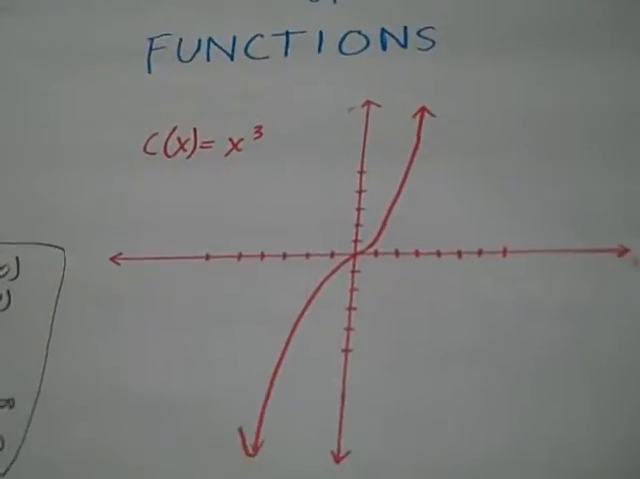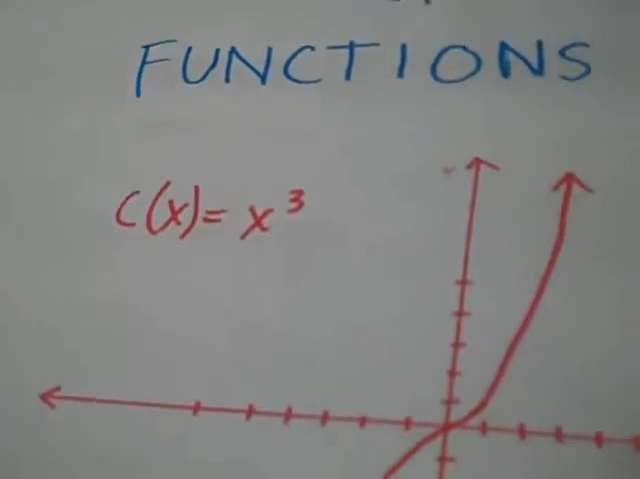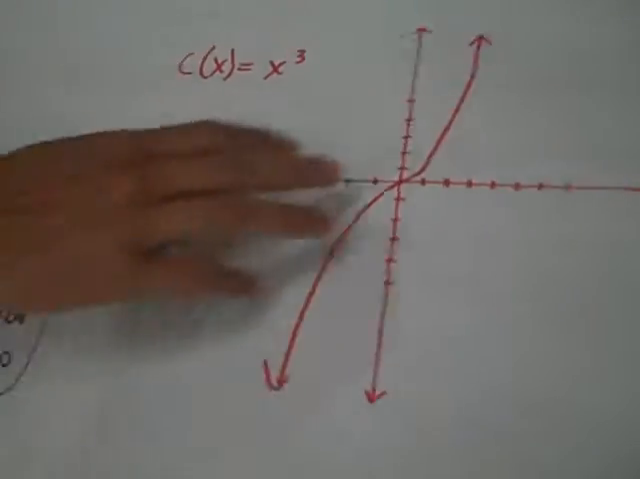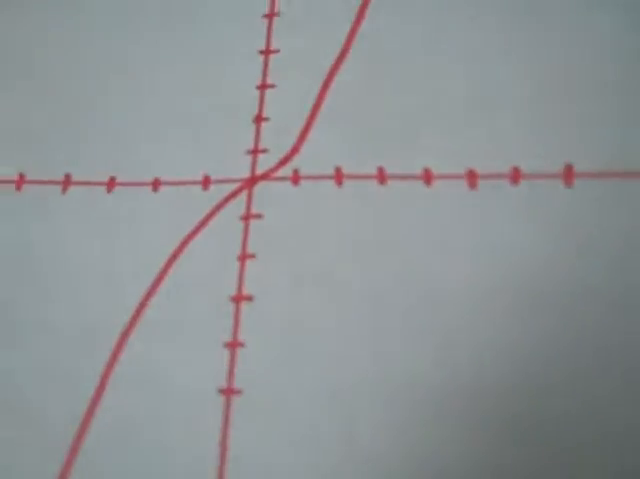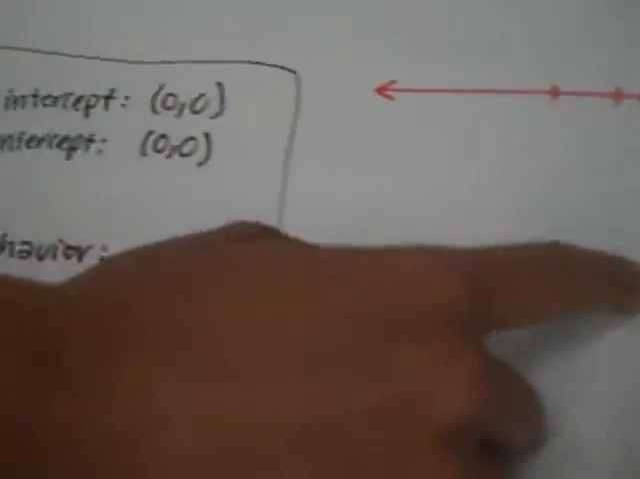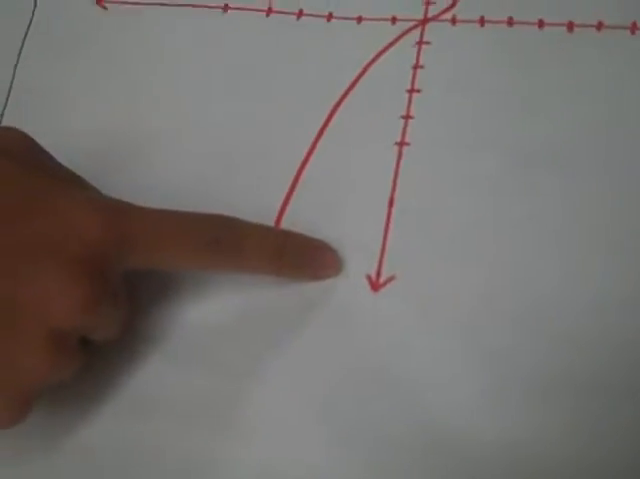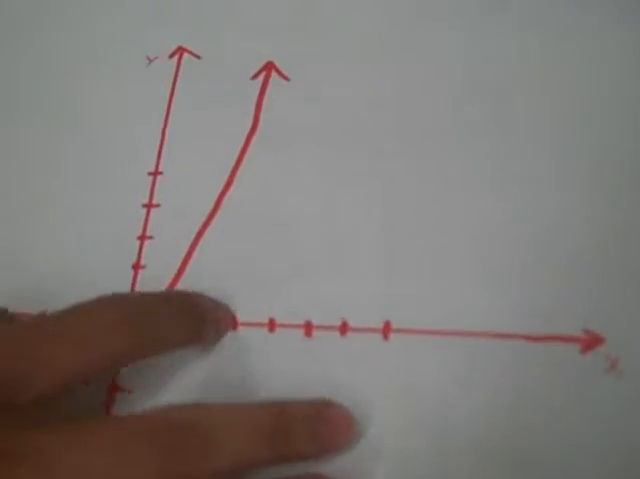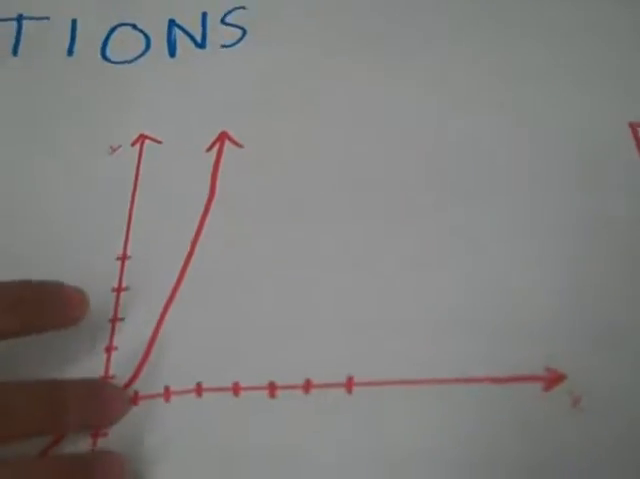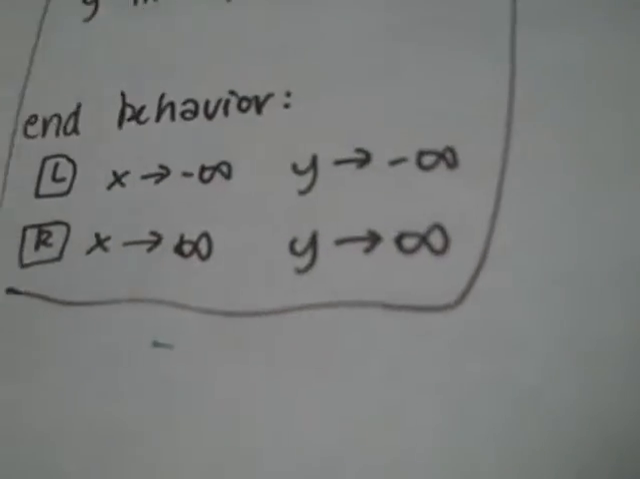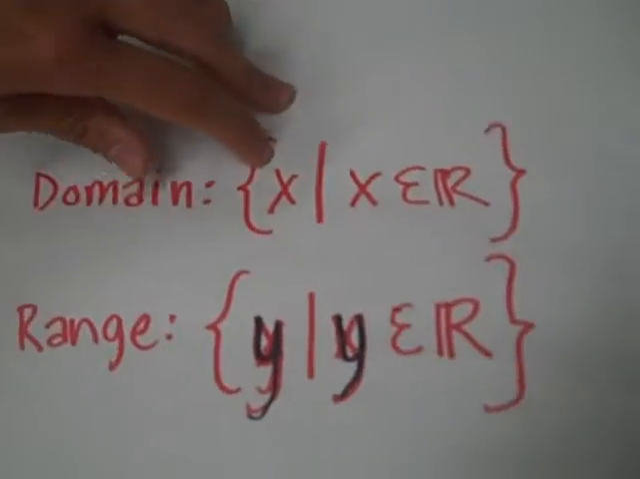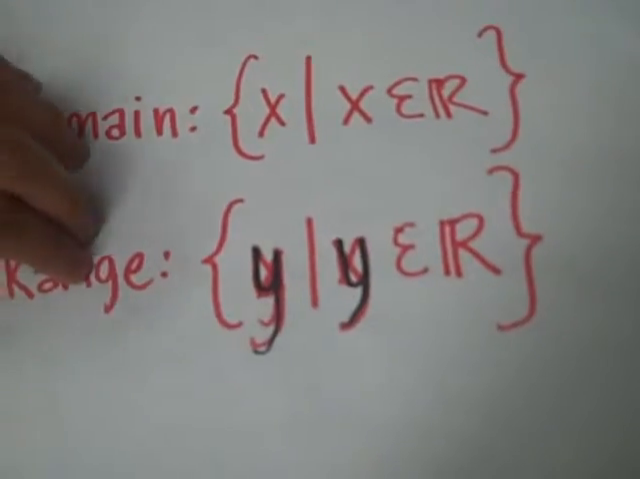Today we have the parent function of c of x equals x cubed. The x-intercept for this graph is (0, 0), the y-intercept is (0, 0) as well. And the end behavior for the left side: as x approaches negative infinity, y approaches negative infinity. On the right side, as x approaches infinity, y approaches infinity. The domain for this parent function is x is all real numbers, and the range is y is all real numbers.